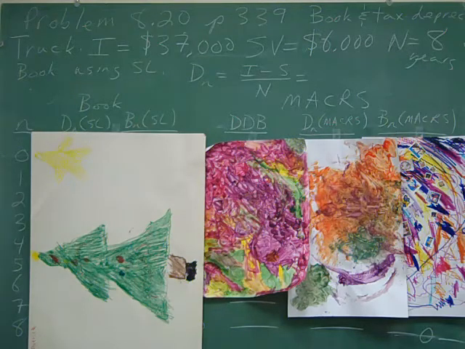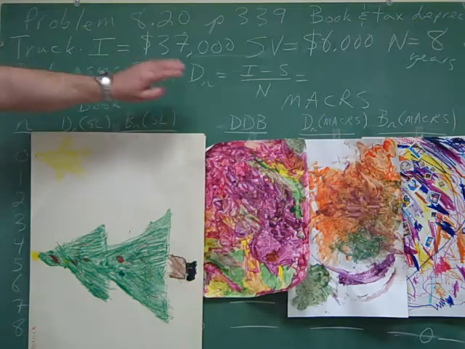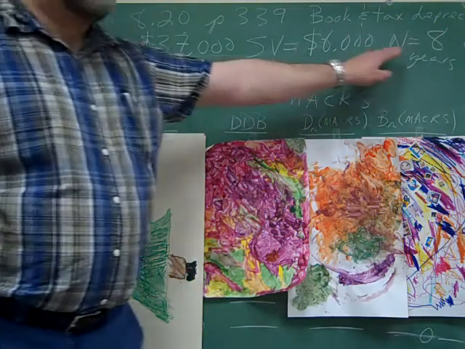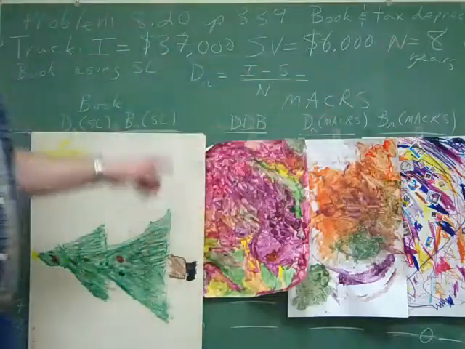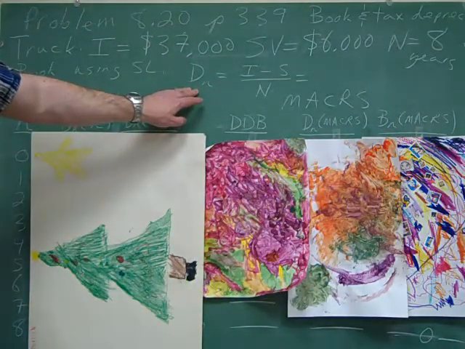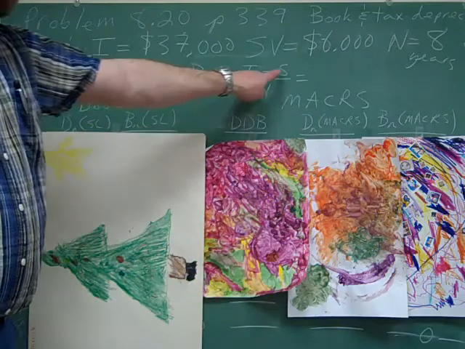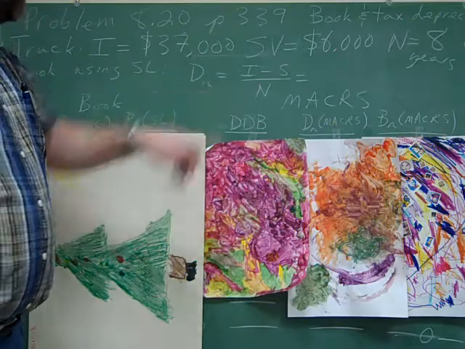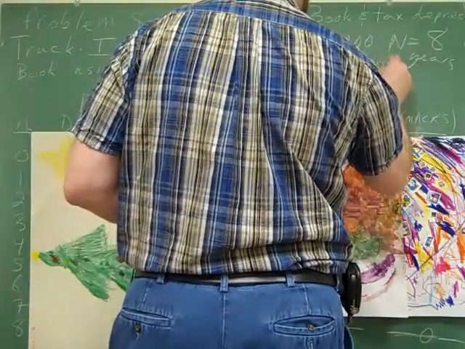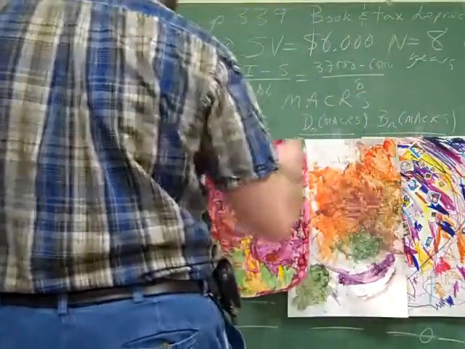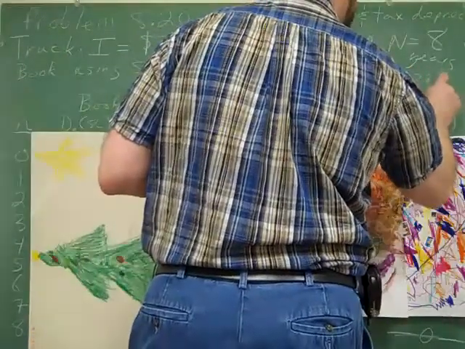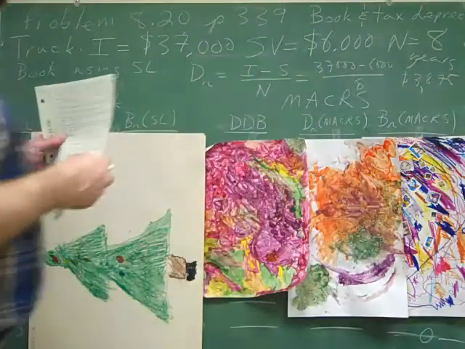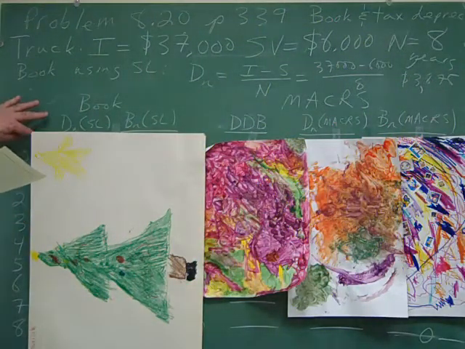So if we look at the book, we have the straight line method. For each year of the useful life of the asset, the amount depreciated is the same. You take the cost minus the salvage value and you divide it by the number of years of expected service life. So we would have 37,000 minus 6,000 divided by 8, and we would get 3875 as the depreciation amount that we would see for each year.